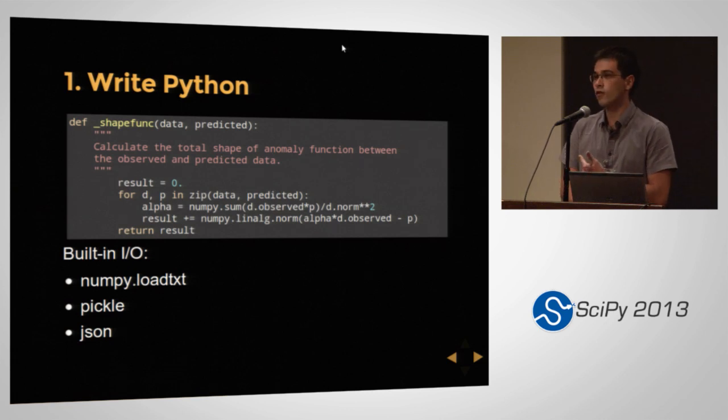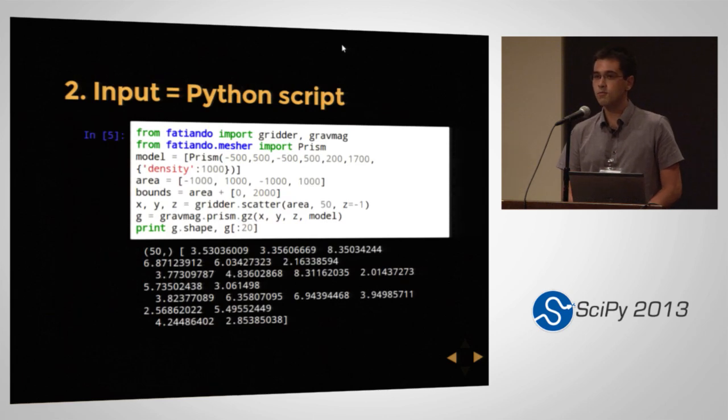This is a code sample from something that happened during my research for my PhD. So this is inside Fatiando Terra. This was the topic of an expanded abstract, so this function itself. So that's pretty simple. I wouldn't have to worry about I/O because I can use loadtxt, I can pickle, I can use JSON. Then my input file would not be an input file itself. It would just be a Python script that calls the functions that I need.